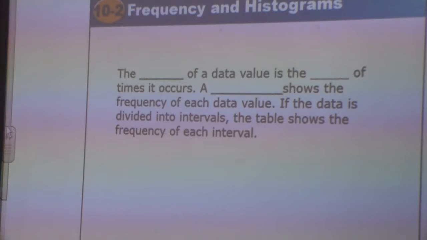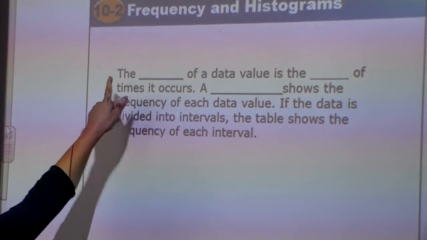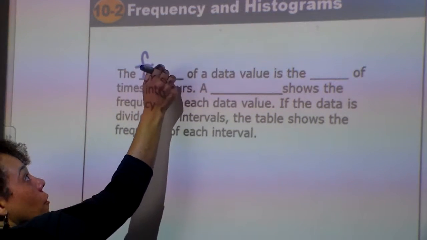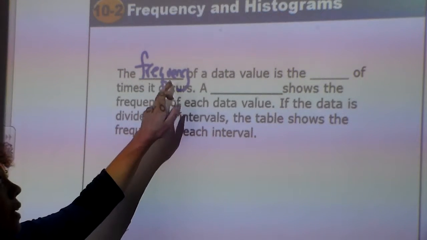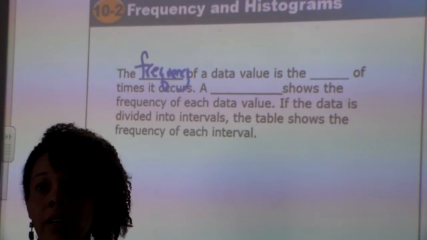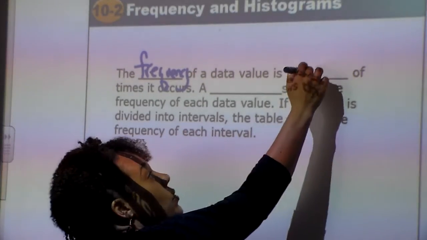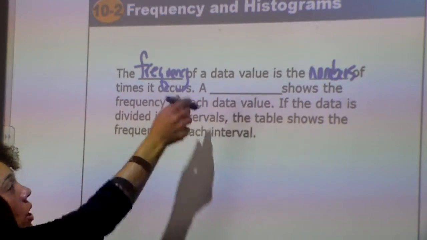Okay, so what we're talking about are frequency tables and the frequency of things. So that's our first fill in the blank down in the notes there. The frequency, so I'm going to write that in here. Frequency, F-R-E-Q-U-E-N-C-Y, of a data value is the number of times that it occurs.